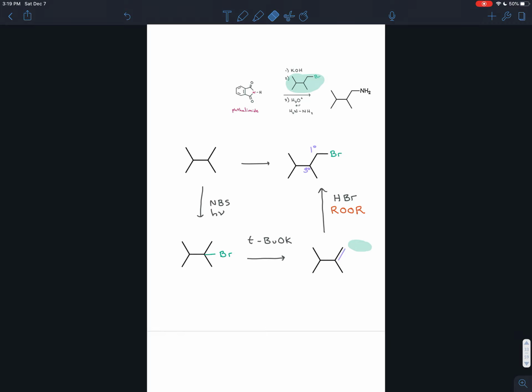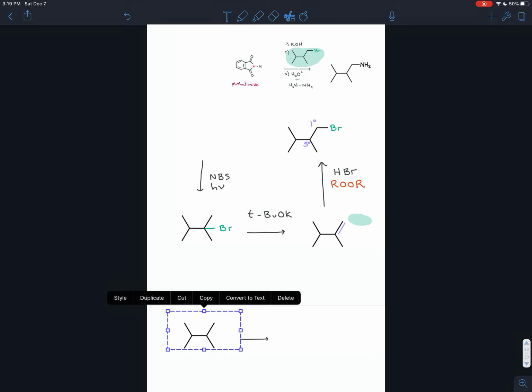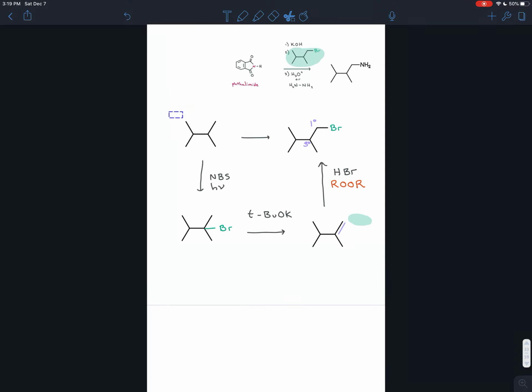Overall, the recipe for this reaction would be to take our alkane, treat it first with N-bromosuccinimide and light. Second, so that will give us this haloalkane.